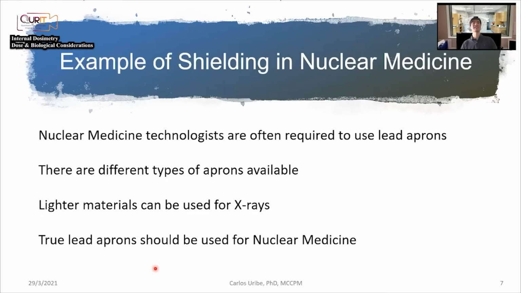An example of shielding in nuclear medicine: nuclear medicine technologists are often required to use aprons, so they wear something on top of their bodies. They're typically lead aprons. There are different types of aprons. There are lighter materials that can be used for X-rays. If you go to a nuclear medicine department, typically those are true lead aprons that should be used by those technologists.